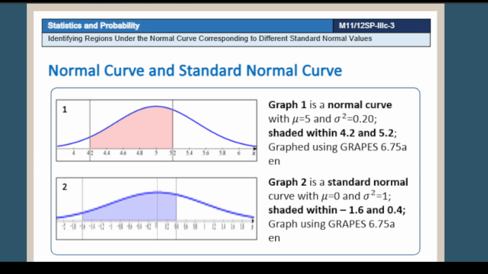Now, for the normal curve and standard normal curve, graph 1 is a normal curve because it has the following variables. So as you can see, this is how it looks. And as you can see, it's shaded because that is within 4.2 and 5.2. So for example, that is the area you're looking for. While for the standard normal distribution, this is the shaded region for -1 to 0.4.